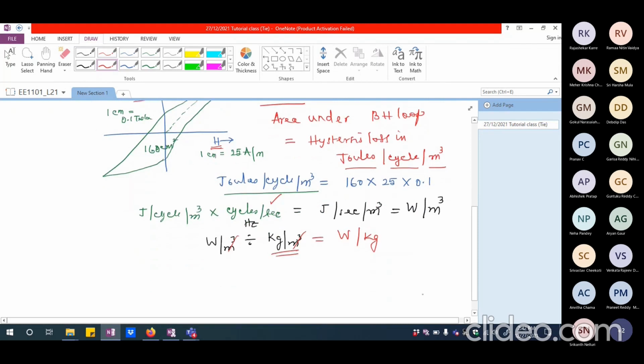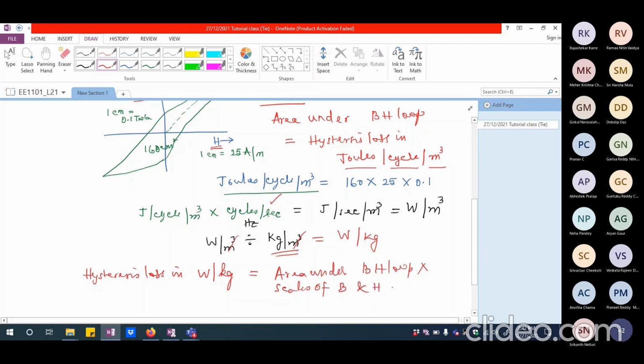So I should say hysteresis loss in watt per kg will be obtained by the area under the BH loop multiplied by the scales of B and H.